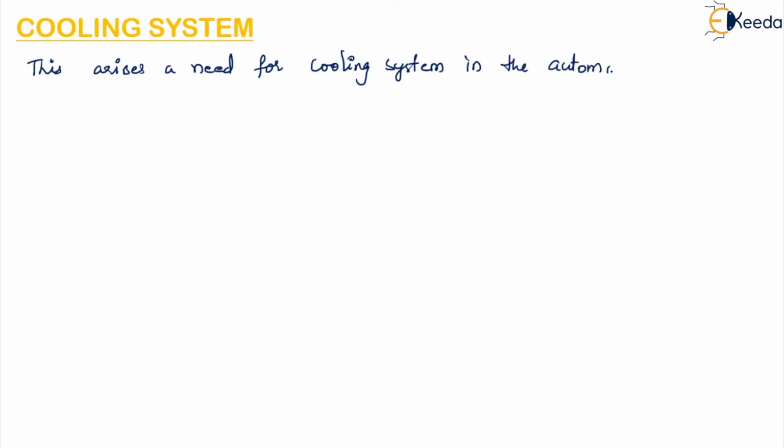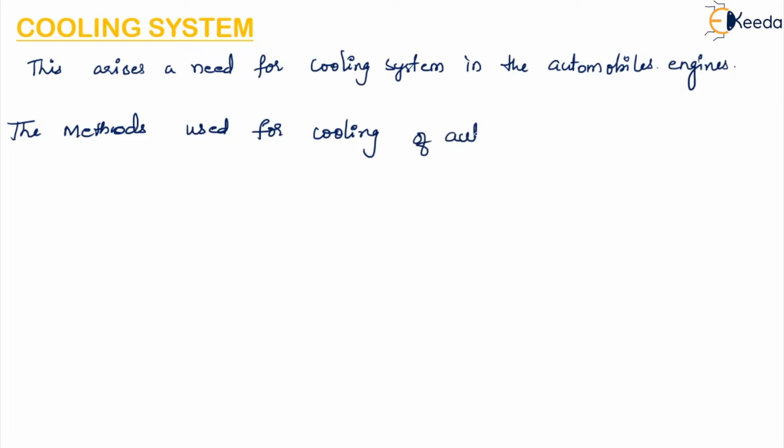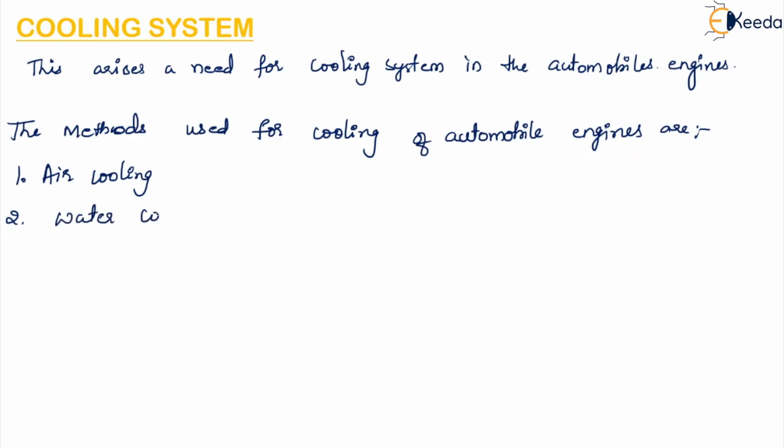So there are two methods used for cooling of automobile engines. The cooling system is required in the automobile engines. The methods used for cooling of automobile engines are, the first one is the air cooling, the second one is the water cooling system. So now we will discuss the air cooling system.